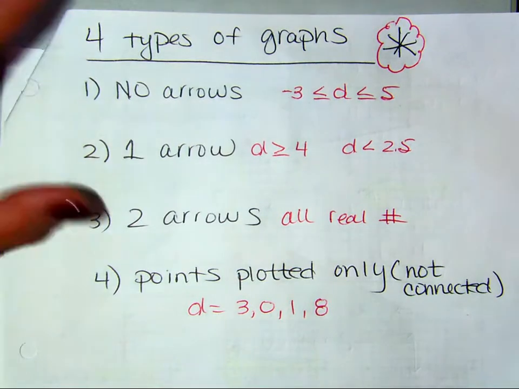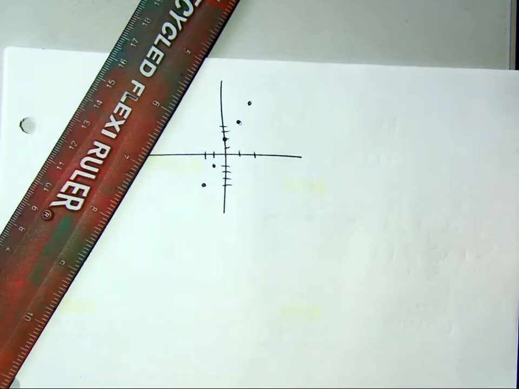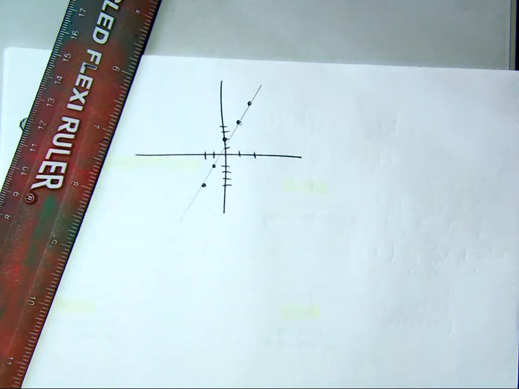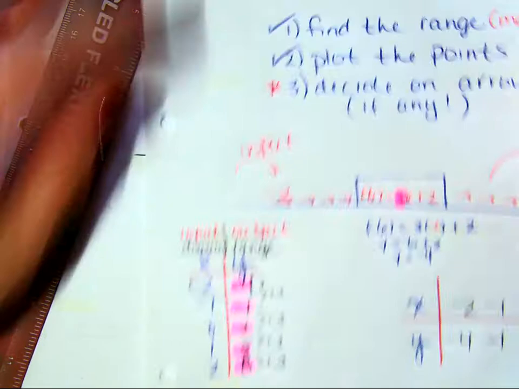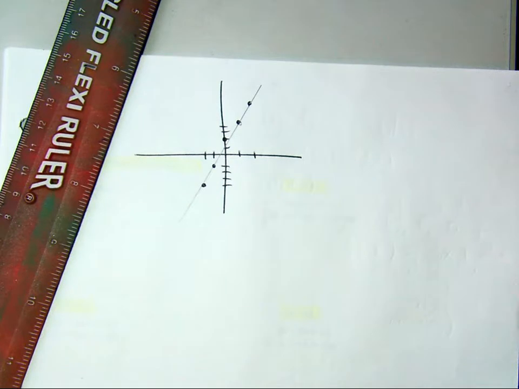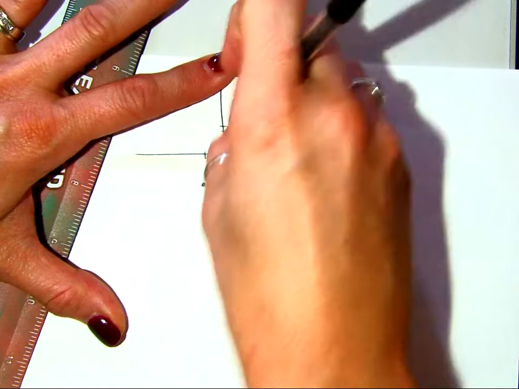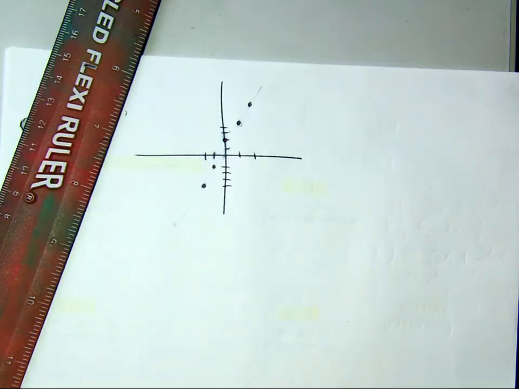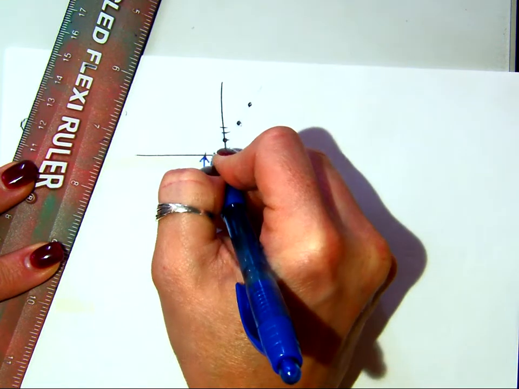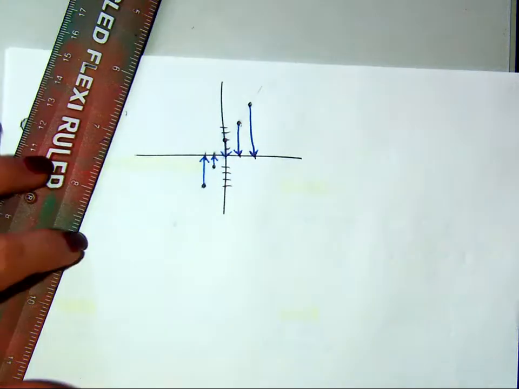So what do I do when it's just a bunch of points? I don't connect them. So I know your first instinct is to get a ruler out and connect these because that's what you do with lines. But that's not a domain of only -2, -1, 0, 1, and 2, is it? By doing that, you're telling me your domain not only can be these, but it can be everything in between them. So this is one that just stays put. Do you want to know why? Because here's your domain of -2, -1, 0, 1, 2, and that's all that it can be. So do not connect the dots.